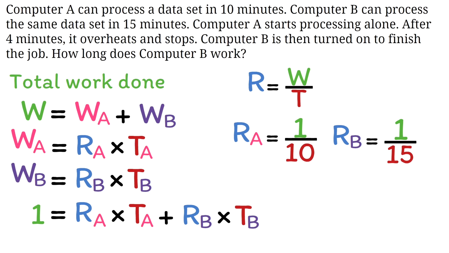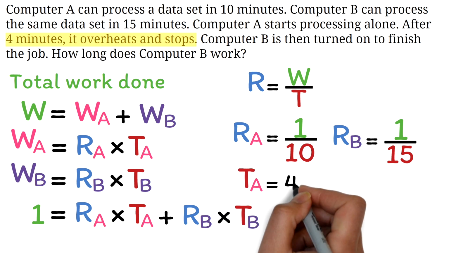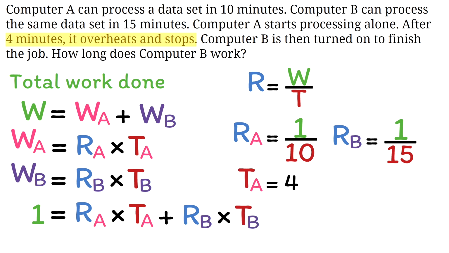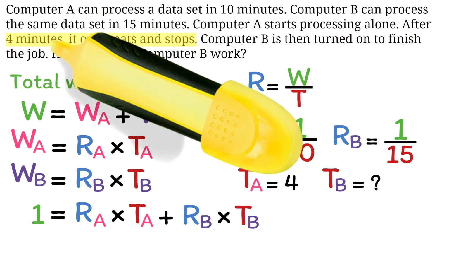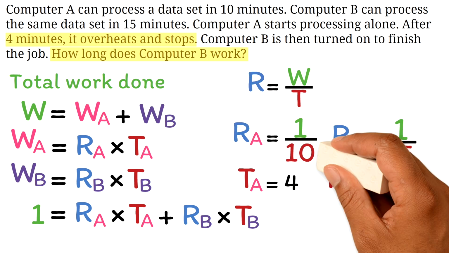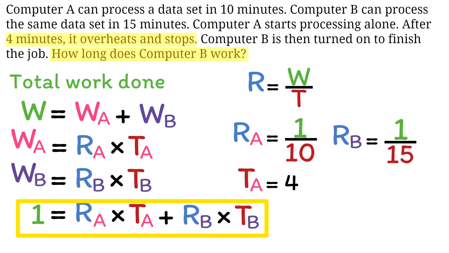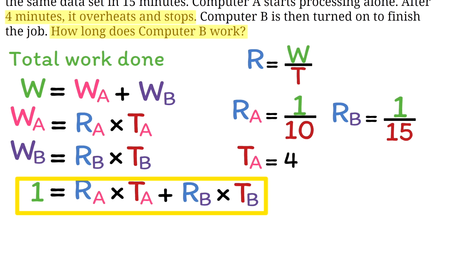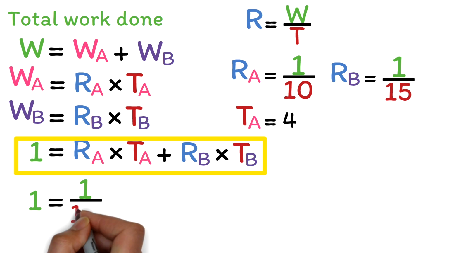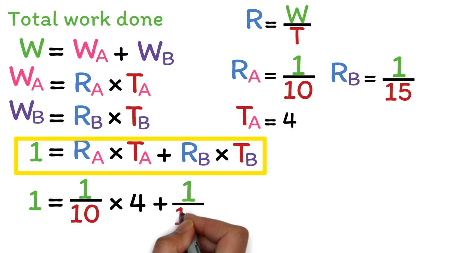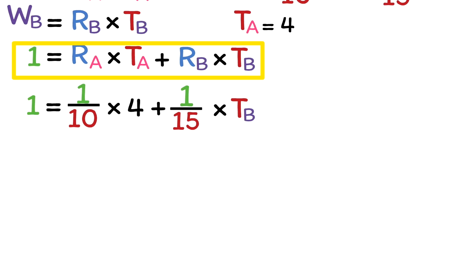Also, according to the problem, computer A works for 4 minutes before it stops. So, TA equals 4. However, we don't know how long computer B takes to complete the work, which is what the question asks us to find. Now, we can substitute these values into the total work done formula. So, we have 1 equals 1/10 times 4, plus 1/15 times TB.